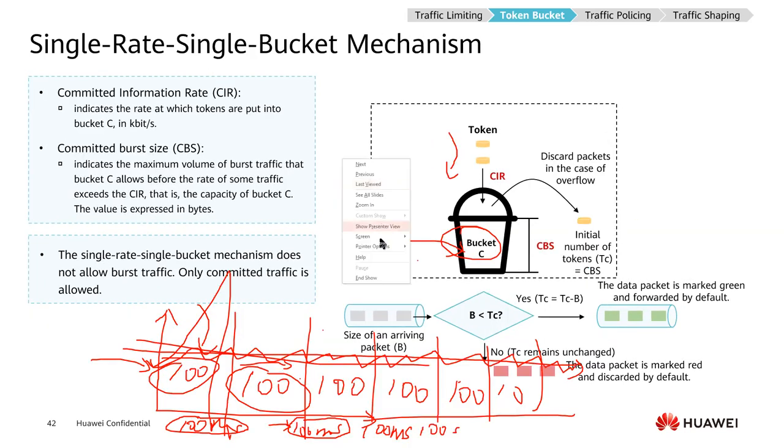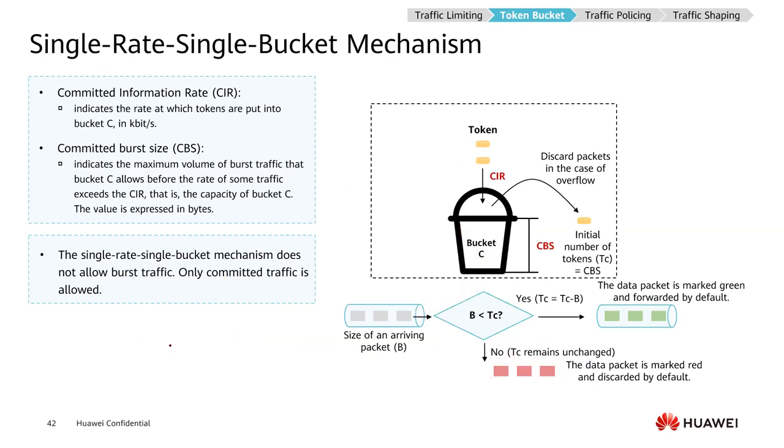But the single rate, single bucket has some usage scenario limitations. About the single rate, single bucket, they have some shortcomings. There are some usage scenarios where, when you use this single rate, single bucket, it will create some problems. For example, this traffic is like this.